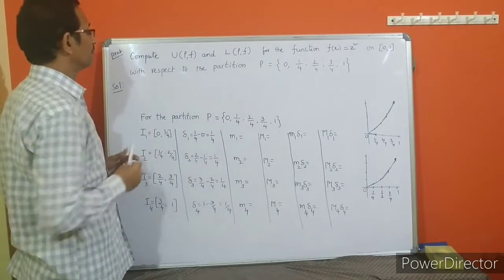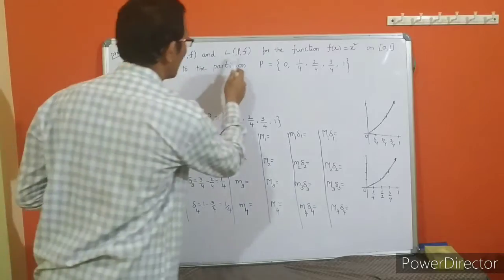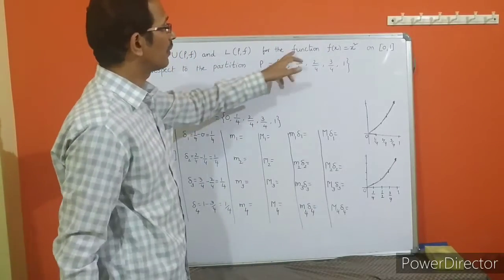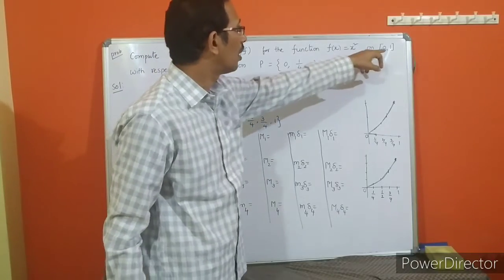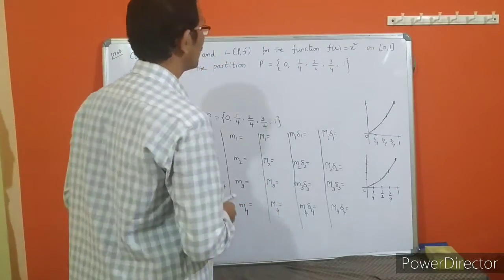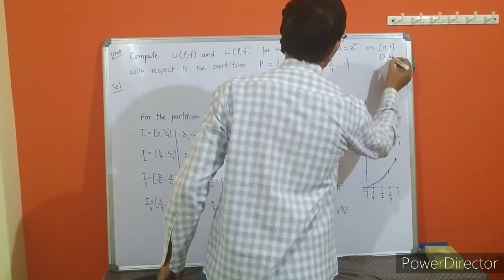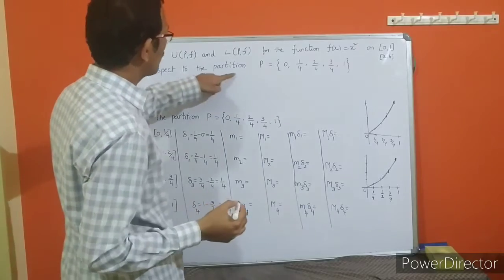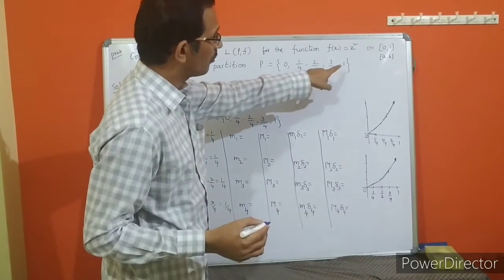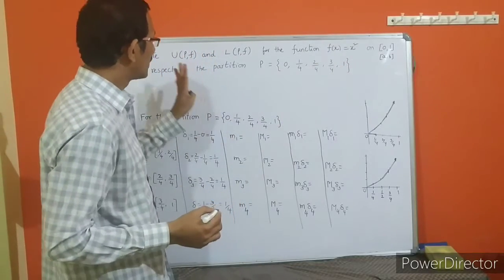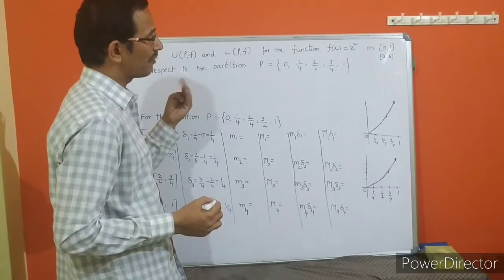Let us see this problem. Compute U(P,f), the upper Riemann sum, and L(P,f), that is the lower Riemann sum, for this function. What is the function? f(x) = x² on the interval [0,1]. That is our interval [a,b]. The partition is also given: 0, 1/4, 2/4, 3/4, 1. Okay, this is a very important problem, almost a definite problem.